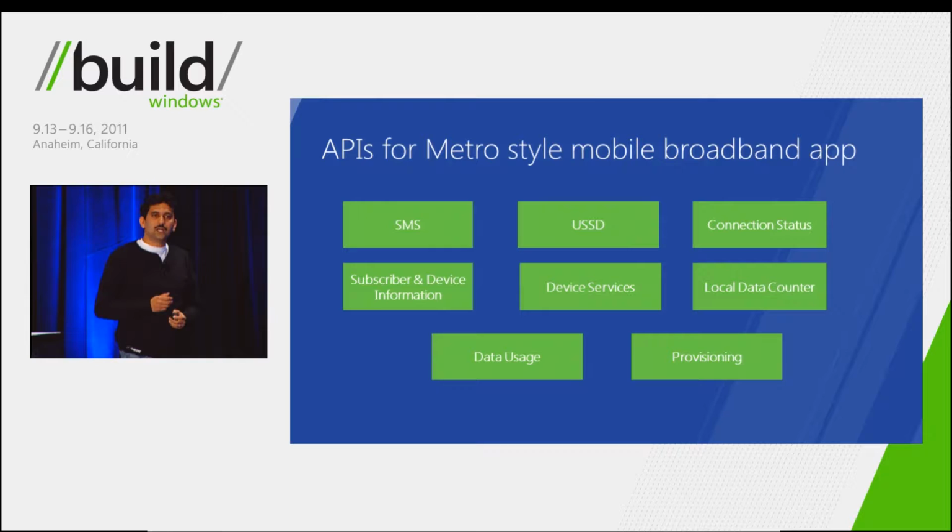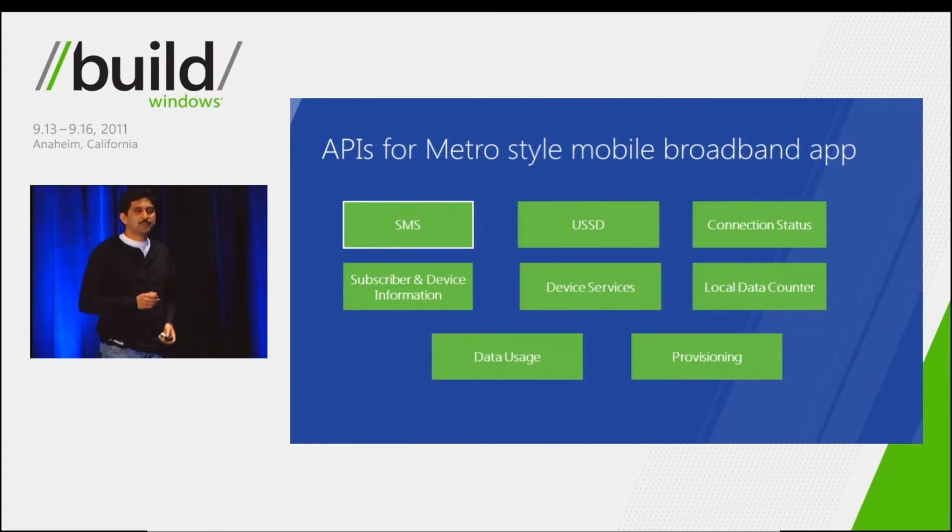One of the key strengths of the Windows platform is that it provides you great APIs that you use for building your application. As a Metro style app, you will have access to all the APIs that Windows provides: the user interface APIs, the other controls. What I'm going to show on this screen are the important APIs associated with the mobile broadband app. First, I'm going to talk about the SMS API.